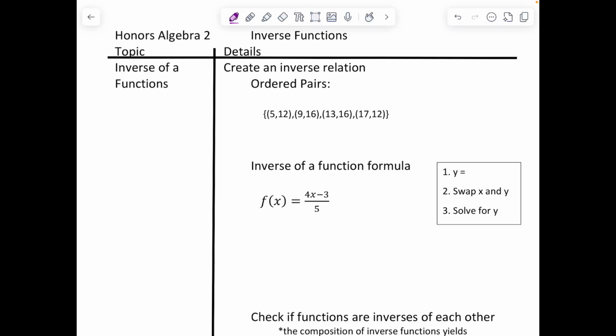The objective of this lesson is to discuss inverse functions. We want to be able to create inverse functions and then also to test to see if two functions are inverses of each other. So first of all, we'll talk about ordered pairs. When you look at a set of ordered pairs, to create the inverse relation, you swap the x and the y.